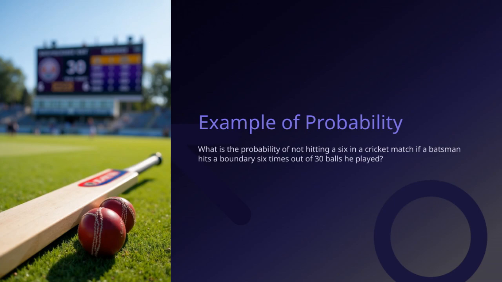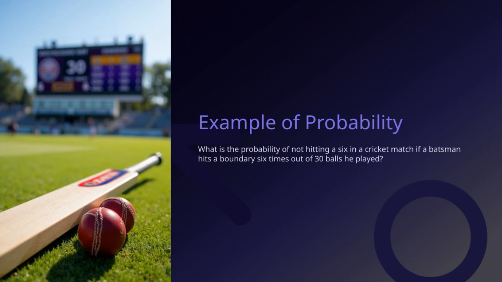Let's consider a real-world example to understand probability better. Suppose a batsman plays 30 balls in a match and hits a boundary, which is a 6, 6 times. Now, what we're interested in is finding out the probability that he does not hit a 6 in any of those balls. First, we look at the total number of balls played, which is 30, and the number of times he hits a 6, which is 6. From this, we can estimate the probability of hitting a 6 on any given ball, which is 6 divided by 30. That simplifies to 1 over 5, or 0.2.